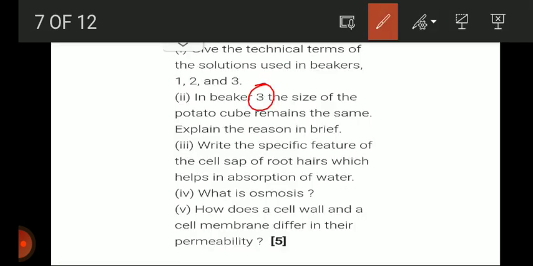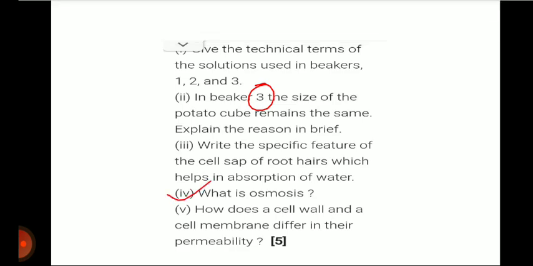Since the cell sap that is present inside the root hair is higher in concentration, what will happen? There is less of water molecules. So water molecules that are present in soil will enter inside the root hair, right? So basically, this scientific feature of the cell sap of the root hair is responsible for facilitating the absorption of the water, right? Next question is, what is osmosis?